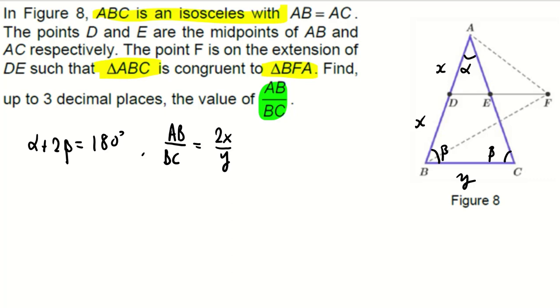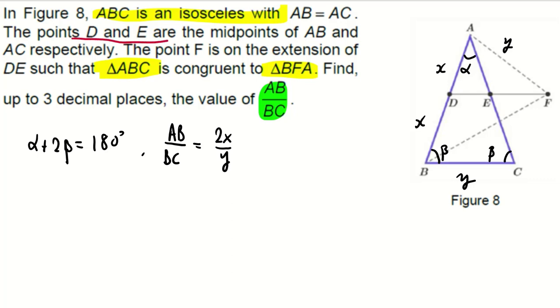Again, the triangle ABC is congruent to the triangle BFA. We know that AF is Y and BF is 2X. So these are all the conditions that we know about a pair of congruent triangles. In order to solve this question, we need a little bit more than congruent triangles. That is, we need to find a pair of similar triangles.